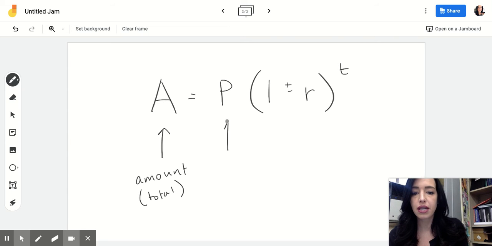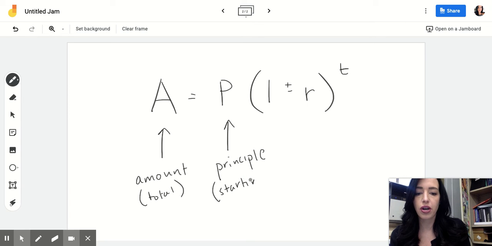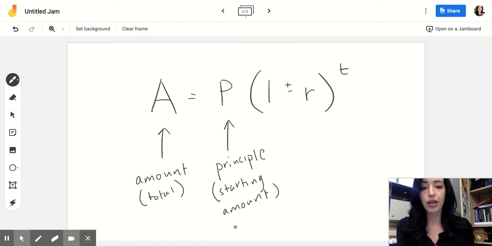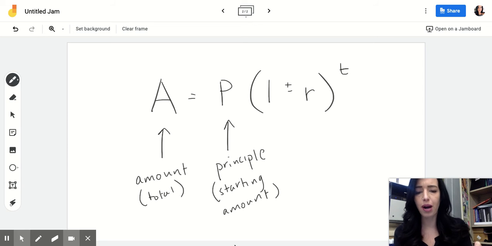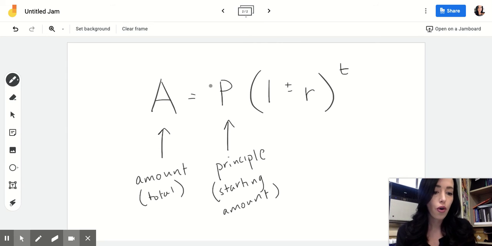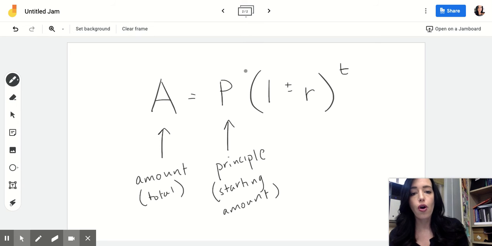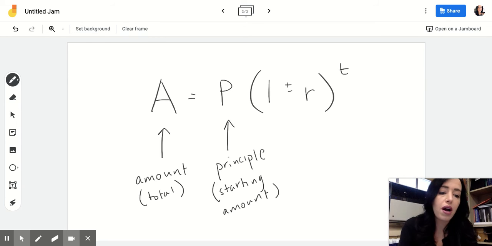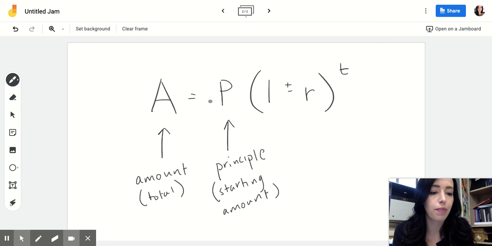This P stands for something called principal. And principal really means, like we said before, the starting amount. So it's the same thing as the y-intercept or the initial value. In a lot of financial problems, this will be the cost of the house in the beginning or the cost of the car. In a population problem, this could be the starting population.